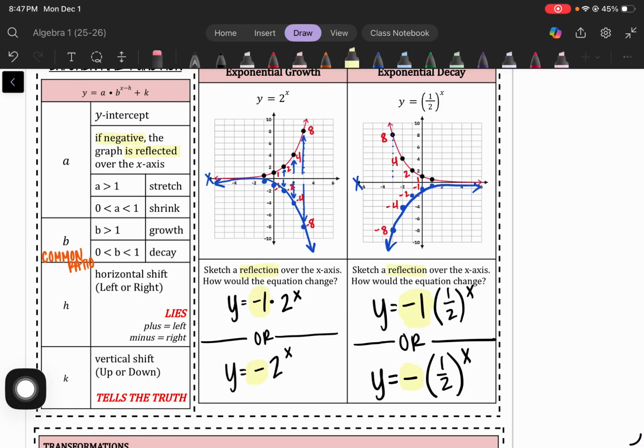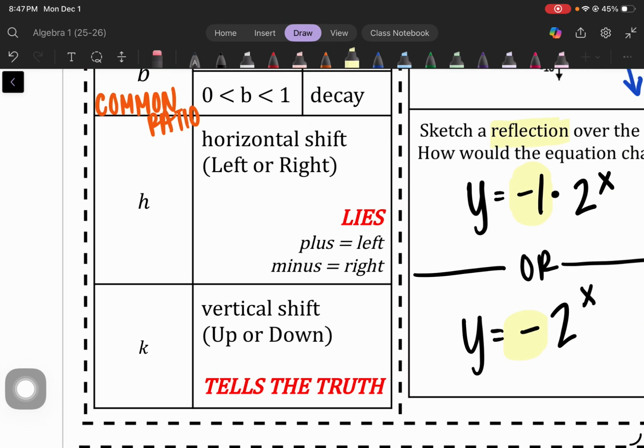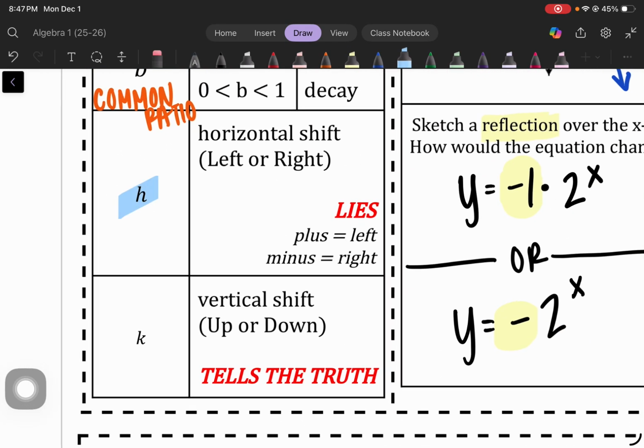Okay, now what we're going to do is we are really going to come down here and look at the H and the K. So we have an H, which is our horizontal shift. That means we are moving left or right. Now we've seen these letters before. We've talked about them. We've done them before. Remember that H lies. It's a liar. It's going to look like it wants to tell you the correct place. But when we see a plus sign, that really means left. When we see a minus sign, that really means we're going to the right.